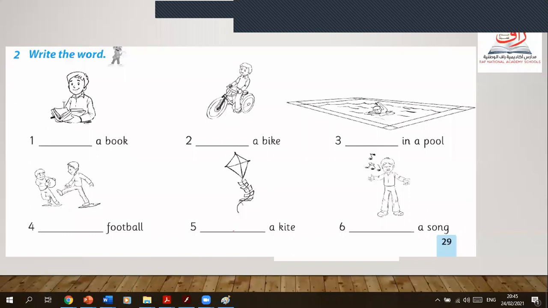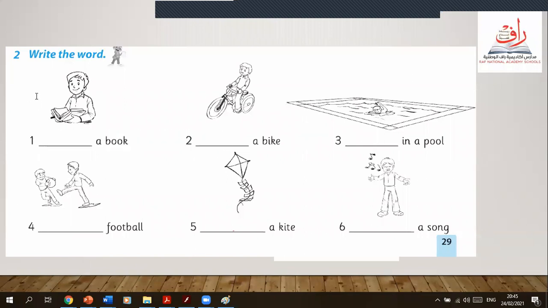We can see a boy. What is he doing? He is reading. Read a book. Excellent. Let's write here, read. Read what? A book. Again, read a book. Good job.